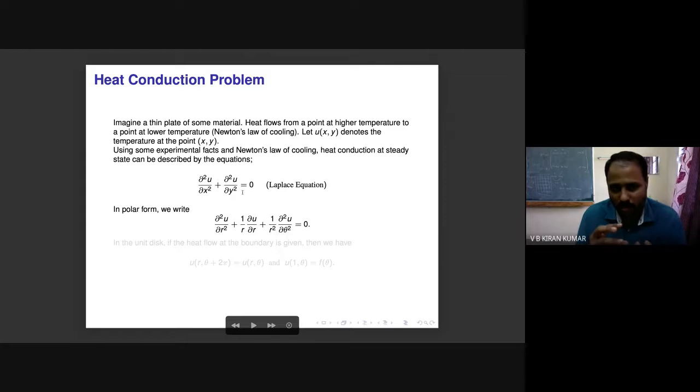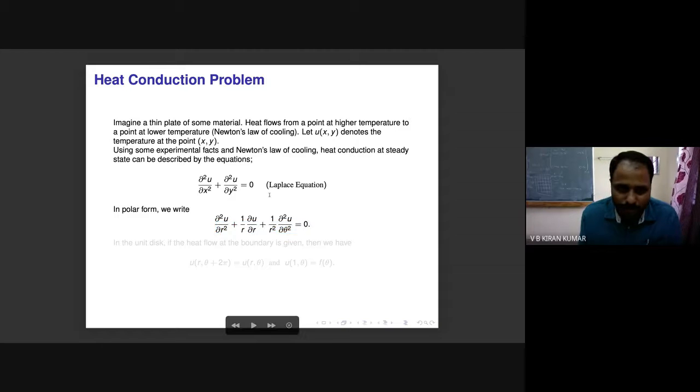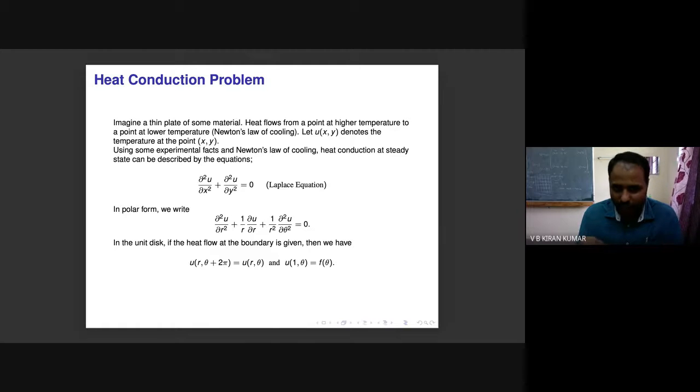So the function which represents the temperature at a particular point will satisfy the Laplace equation, ∂²u/∂x² plus ∂²u/∂y² equals 0. And if you write it in polar form, it will have this form: ∂²u/∂r² plus (1/r) ∂u/∂r plus (1/r²) ∂²u/∂θ² equals 0. If you consider the plate to be a unit disk, and the heat flow at the boundary is given, that means we apply heat on the boundary and the amount of heat we apply on the boundary is known to us.